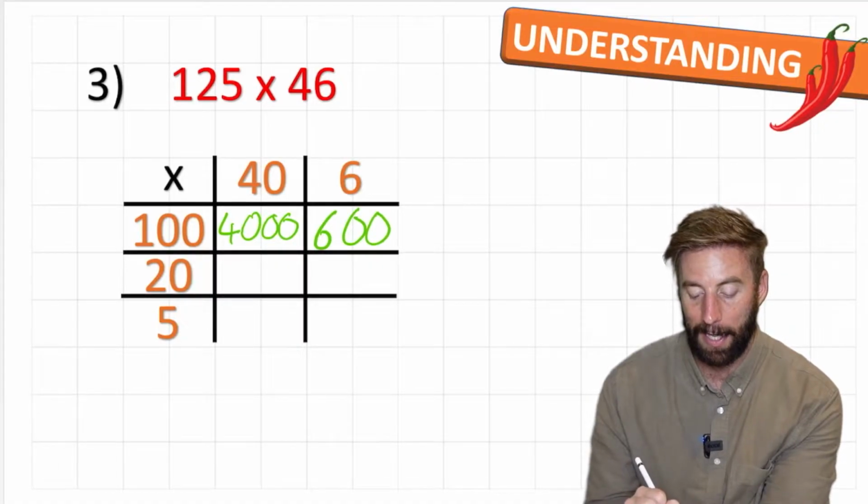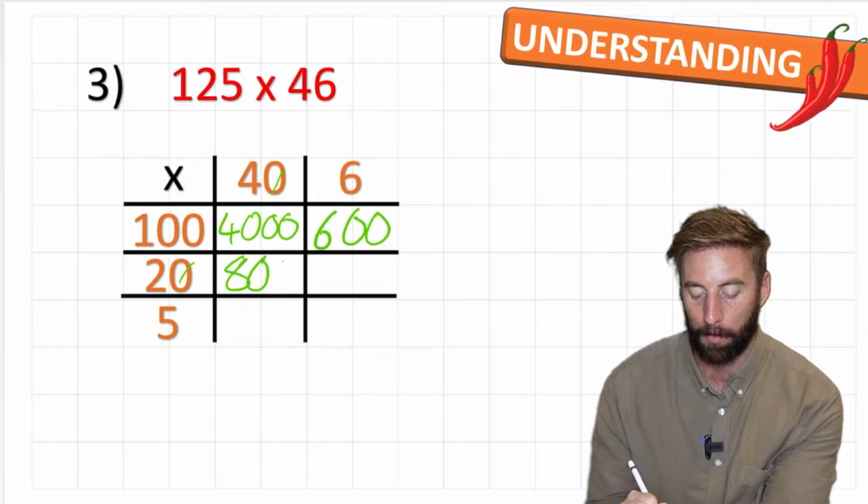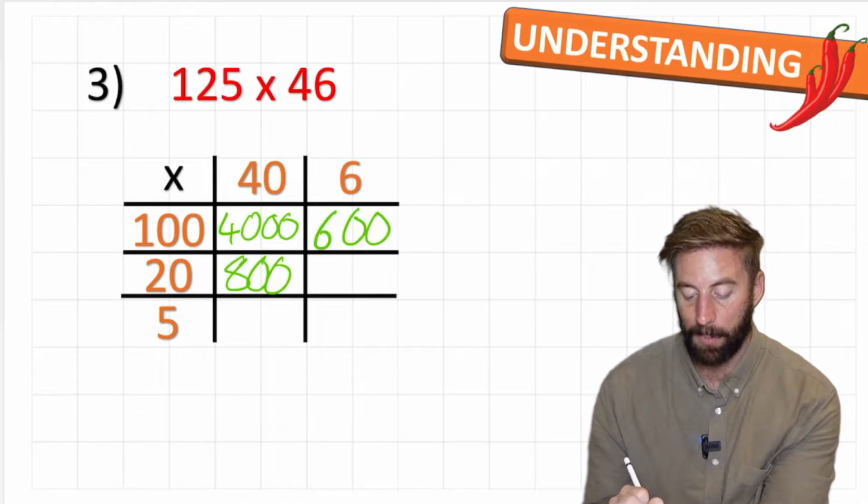Put back my 2 zeros. 20 times 40 has 1, 2 zeros. So 2 times 4 is 8. Put back my 1, 2 zeros. Then I have 20 times 6, 1 zero. 2 times 6 is 12. Put back my 1 zero.